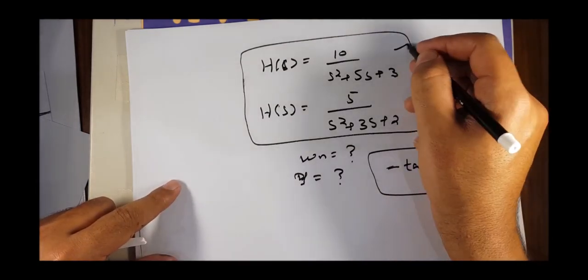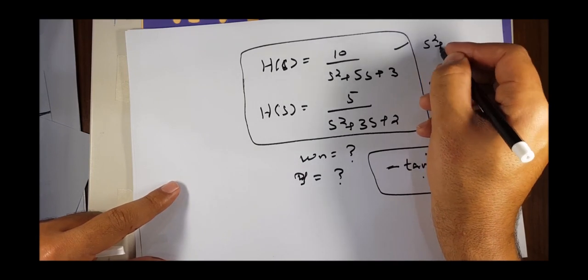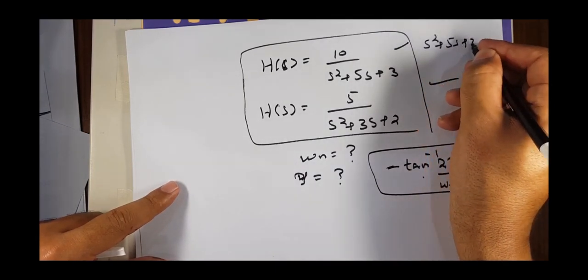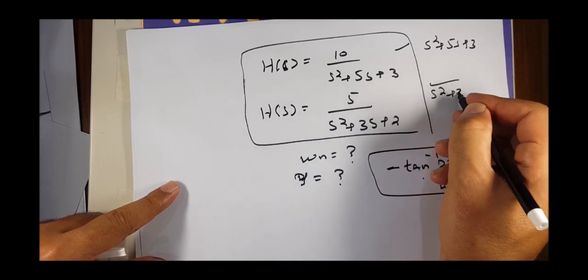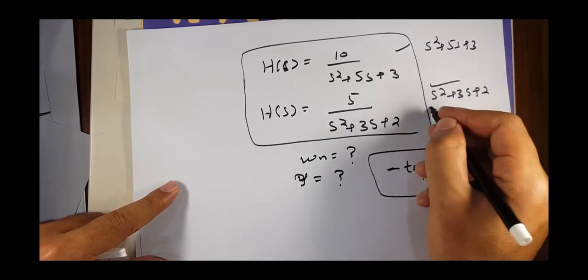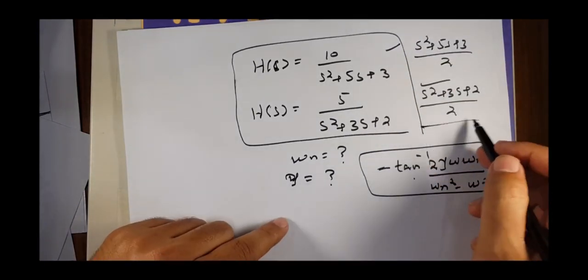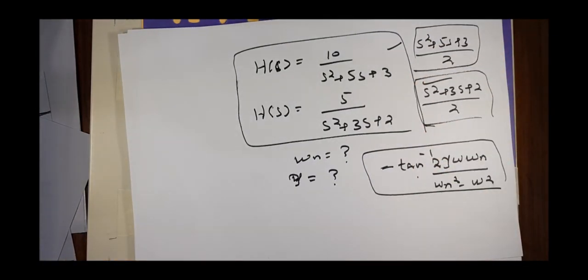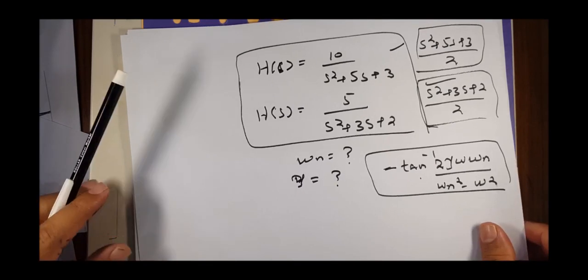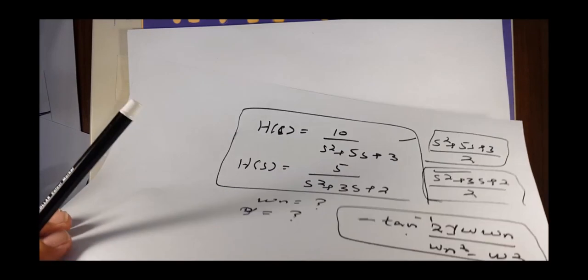You can also use them as simple zeros of this form, s squared plus 5s plus 3. You can also use this as a simple zero, s squared plus 3s plus 2 over 2. You can use it this way as well. So you can find out how to plot these complex poles or complex zeros. I hope you understand how we can plot complex poles.